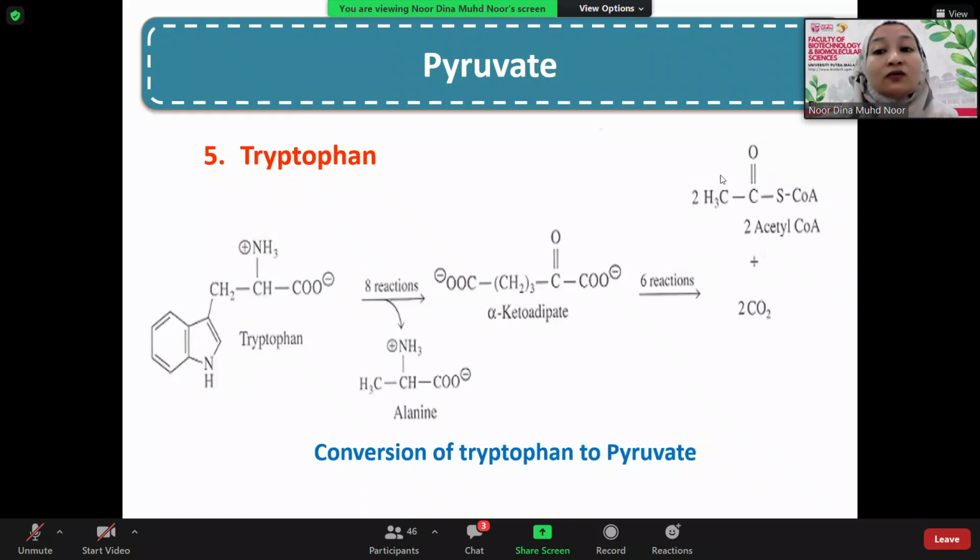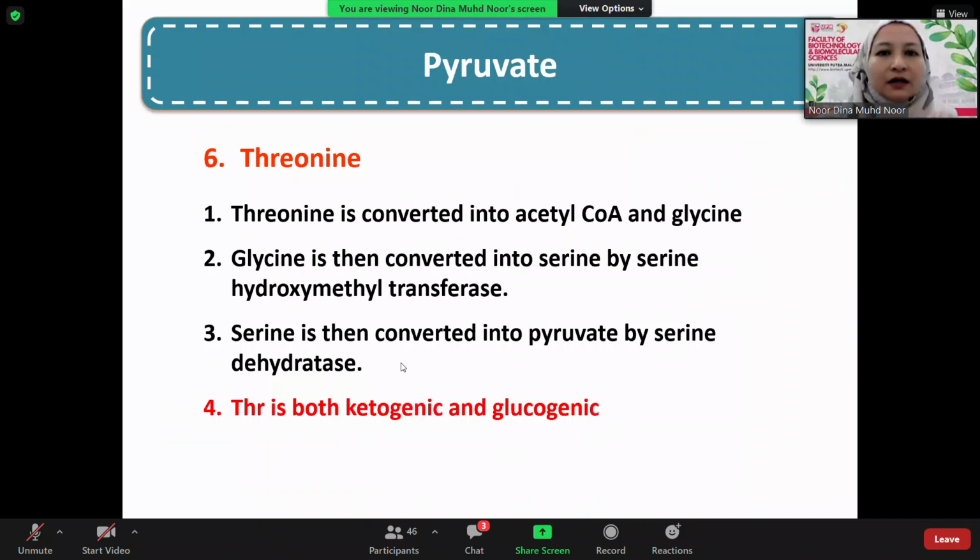But then the tryptophan, if it goes through to the end product, which is pyruvate, has to go through the 8 reactions here up to alpha ketoadipate, and then another 6 reactions to the formation of the pyruvate. They have these 2 acetyl-CoA, and also the 2 carbon dioxides, right?